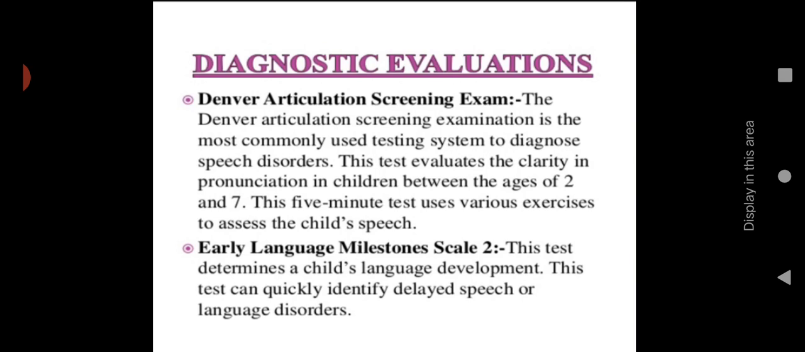The next one, Early Language Milestone Scale 2. This test determines a child's language development. This test can quickly identify delayed speech or language disorder. So there are milestones in a child when he is growing up. The child should achieve the milestone at the proper time. For each month or each year, there are certain milestones.